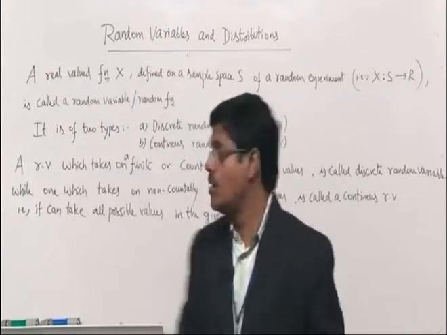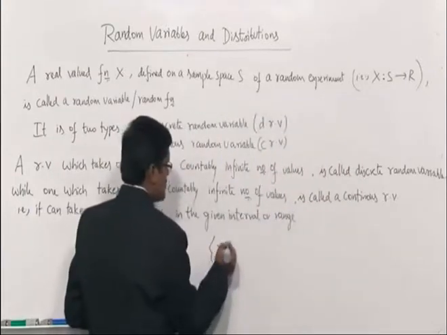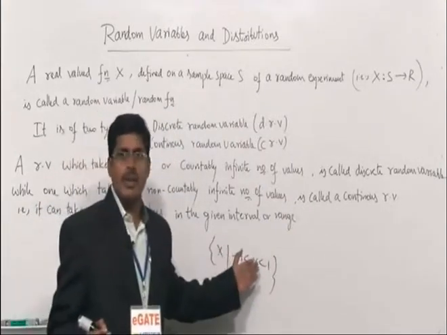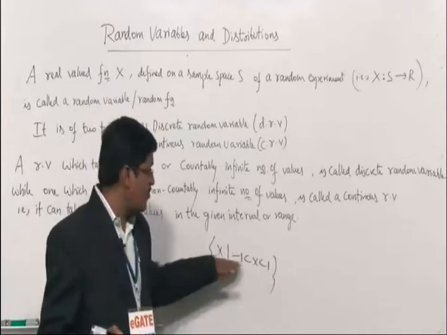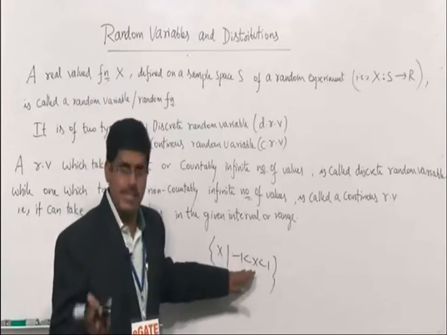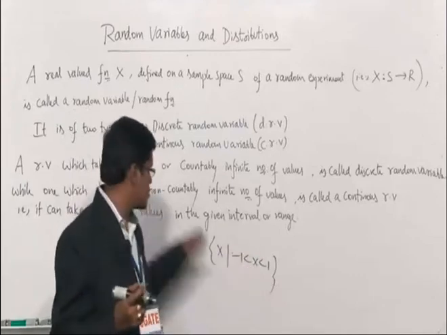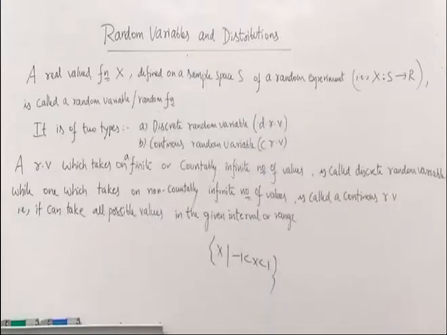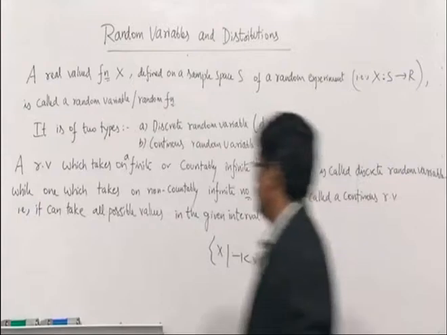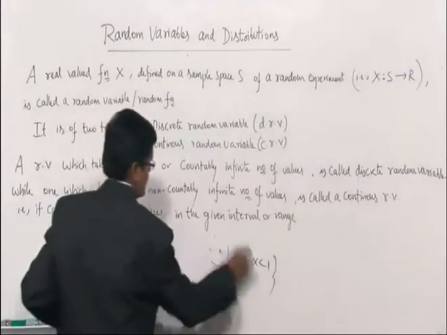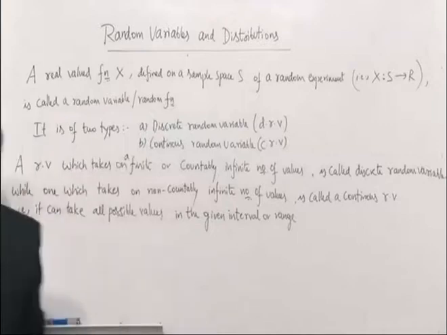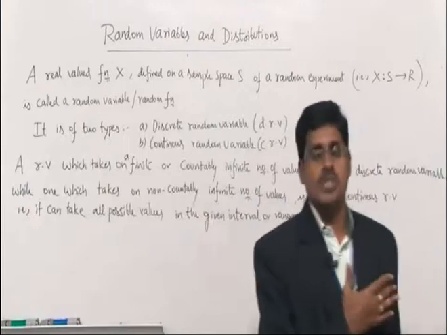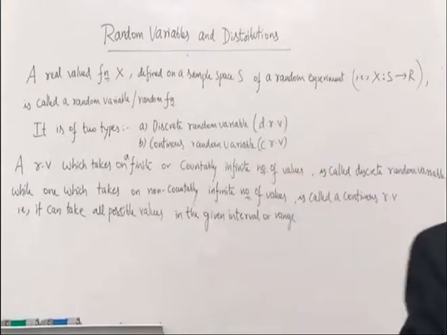For example, take a set like this: the set of all x such that minus 1 is less than x less than 1. In this we cannot count the numbers between minus 1 and 1. It is uncountably infinite values. Such values are represented in intervals, open interval or closed interval, also called a range. That is called a continuous random variable. So based on this, we are dividing into two types of random variables: discrete and continuous. So there are probability distributions: discrete distributions and continuous distributions.